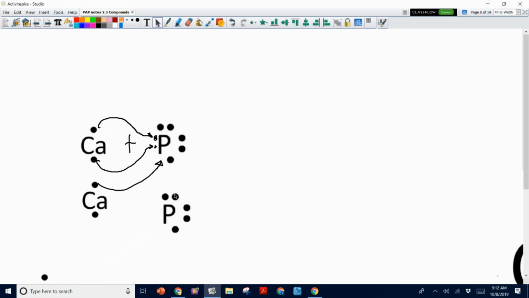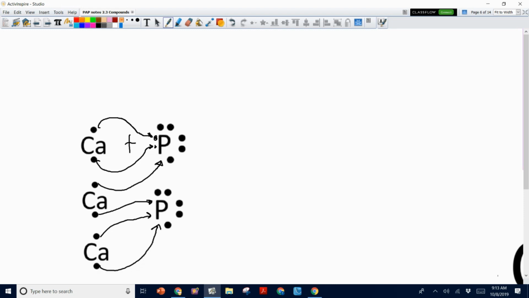So now we're going to have to add another phosphorus. And so this can come over here. Now we've used all of our calcium electrons, but phosphorus still doesn't have 8. So we're going to have to add another calcium so that this electron can come here. And then finally, this electron can come here. All of our calciums have lost all of their electrons, and both of the phosphorus now have 8 electrons. So now this compound is balanced out.